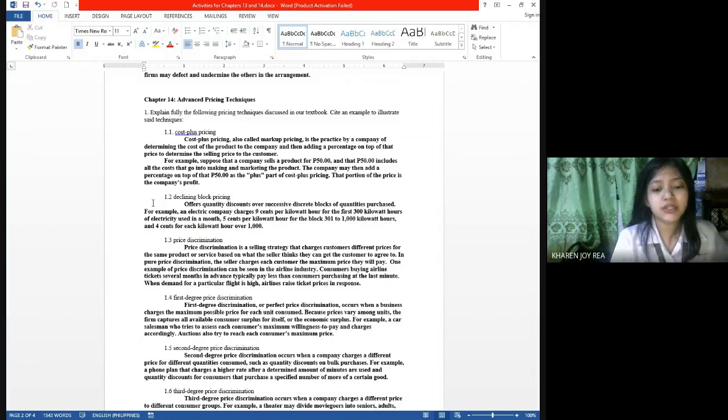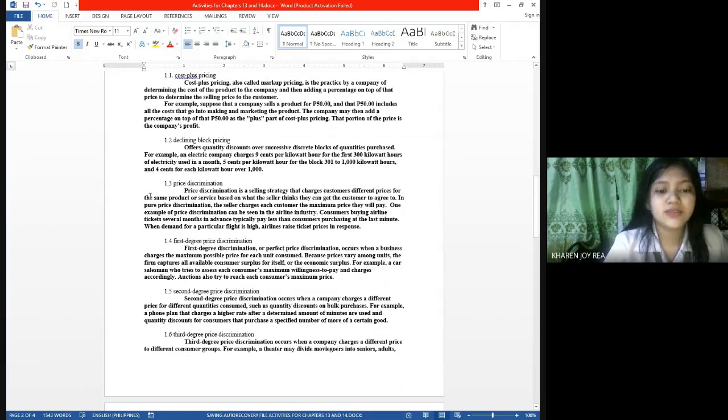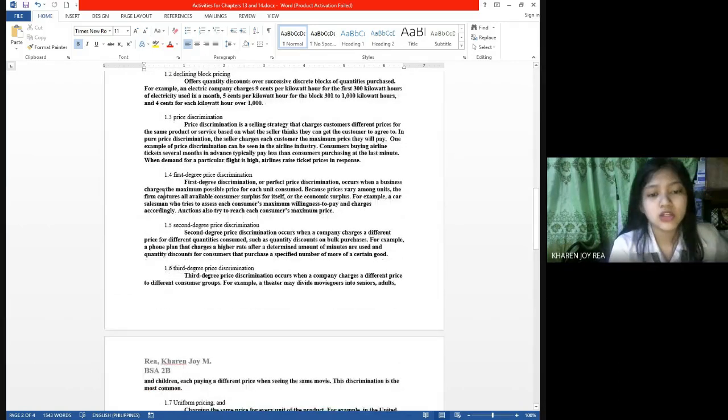When demand for a particular flight is high, airlines raise ticket prices in response. Next is first degree price discrimination. So the first degree discrimination, or what we call perfect price discrimination, occurs when a business charges the maximum possible price for each unit consumed. Because prices vary among units, the firm captures all available consumer surplus for itself, or the economic surplus.